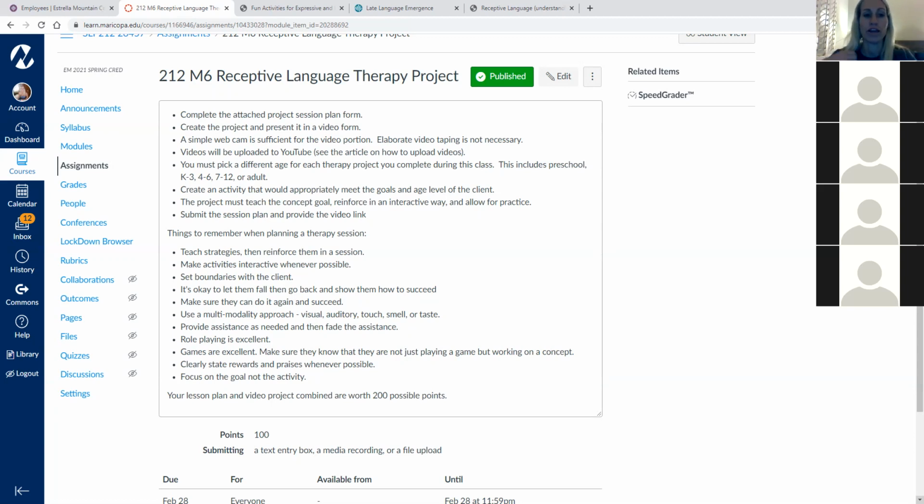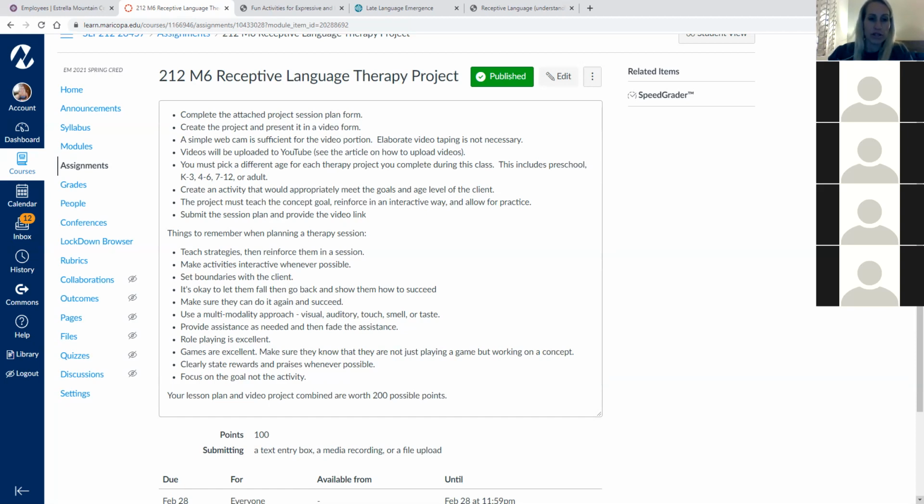And so what I'm looking for in a therapy session: how are you going to teach strategies and reinforce the strategies? Make activities interactive. So looking at that multi-sensory piece, how to set guidelines and boundaries with the client. Oftentimes too, we're looking at maybe role playing, giving them practice. How do we give a lot of support, and then how are we going to fade the support? So oftentimes therapy starts with lots of supports, and then we're really working on them doing something independently. So the supports kind of fade away.